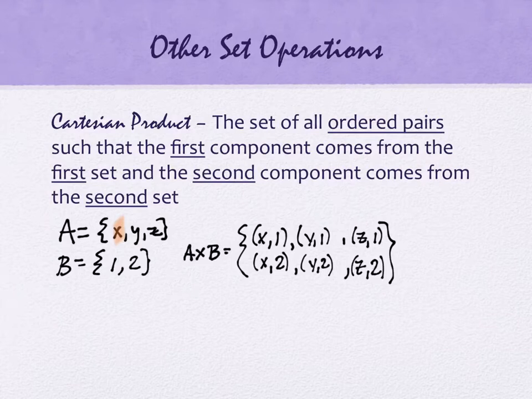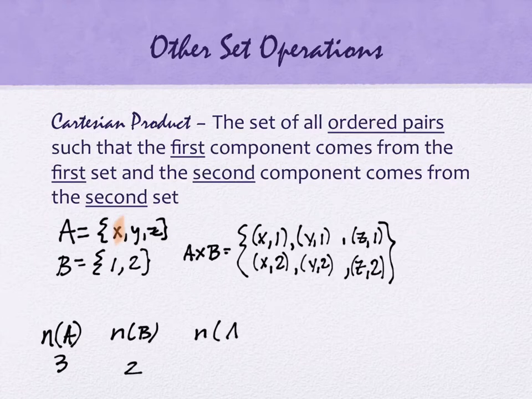It is very interesting to notice that there's an interesting correlation here between the number of items. So how many items are in set A? 3. How many items are in set B? 2. And how many items are in the Cartesian product? 6. So what's the relationship that's happening between the 3 and the 2 to get 6? Yeah, it's actually a multiplication situation. So if I take the number of items in set A times the number of items in set B, I will have the number of items in the Cartesian product. And that works all the time.